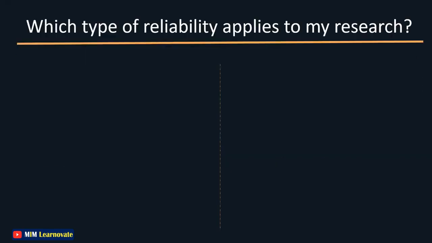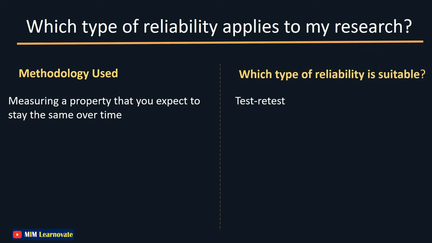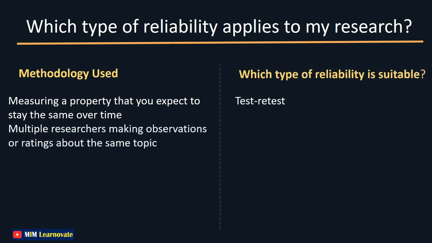Which type of reliability applies to my research? The type of reliability you should use depends on the type of research and your methodology. Let's now see an example. Methodology used: measuring a property that you expect to stay the same over time. Which type of reliability is suitable? Test-retest. Multiple researchers making observations or ratings about the same topic: inter-rater reliability is suitable here.